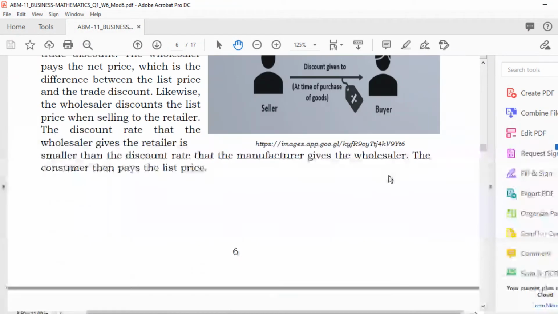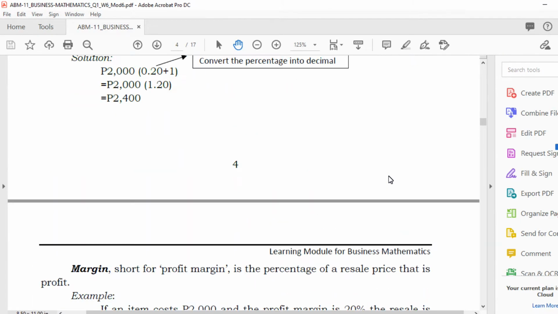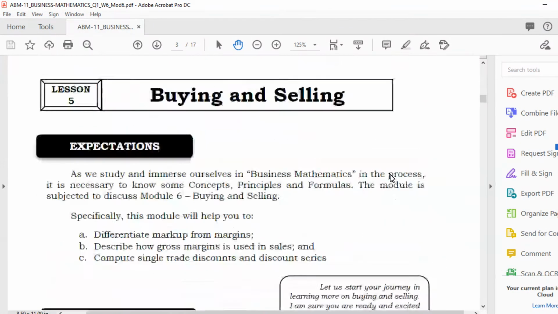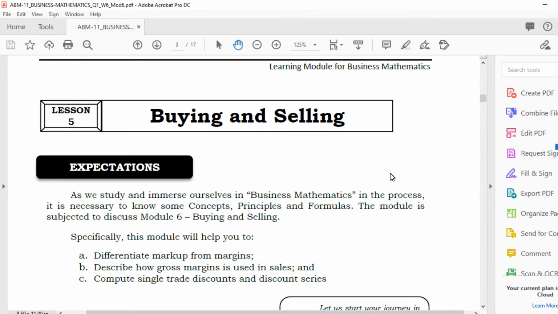Good morning, class. So, our discussion for today is about buying and selling. So, ito yung continuation ng ating Module 5. So, ito yung Module 6 natin, which is buying and selling.